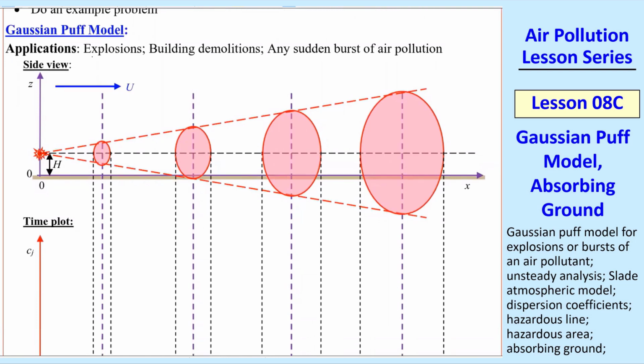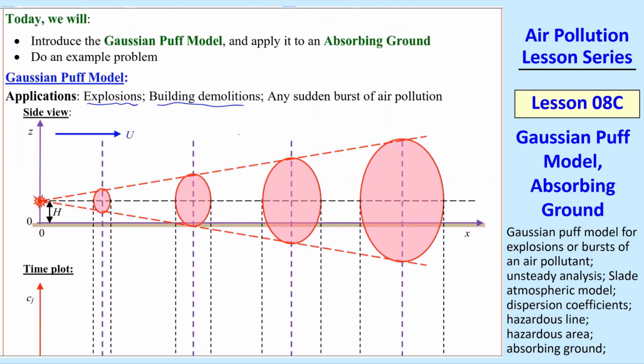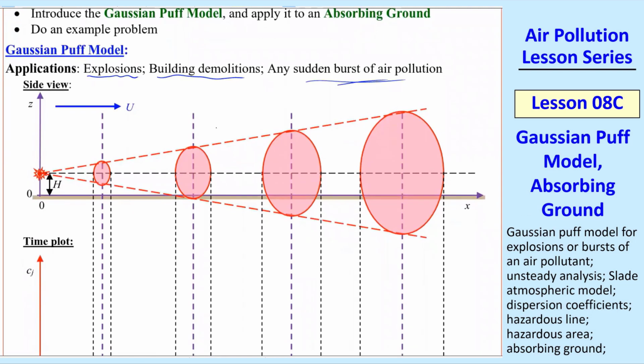Well, we'll do a model which applies to things such as explosions, building demolitions, sudden release of a gas, a burst tank, a tank that contains a gas that bursts suddenly, anything that's a sudden burst of an air pollutant. And this happens at t equals 0. So at t equals 0, we have this sudden explosion that releases some gas. And the explosion occurs at some height h off the ground.